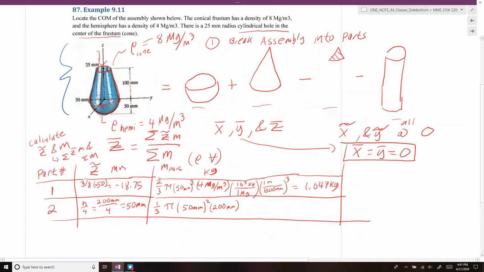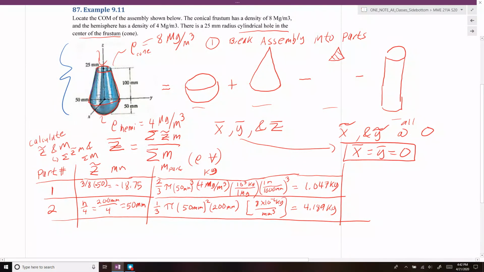Alright, and then that gets multiplied by the density of our cone. So it would be the same process as we showed up above. So it would be equal to 8 times 10 to the minus 6 kilograms per millimeter cubed. If we multiply that all out, we would end up getting 4.189 kilograms.